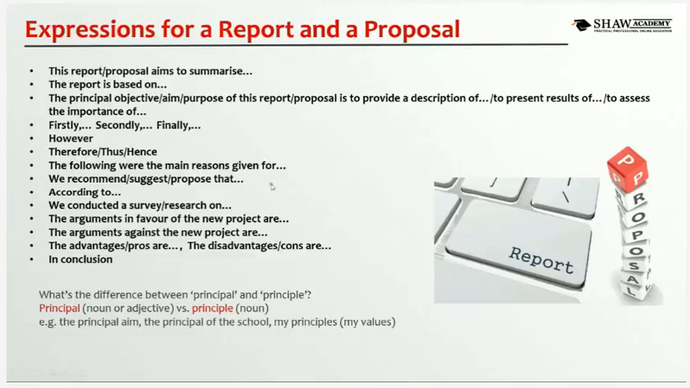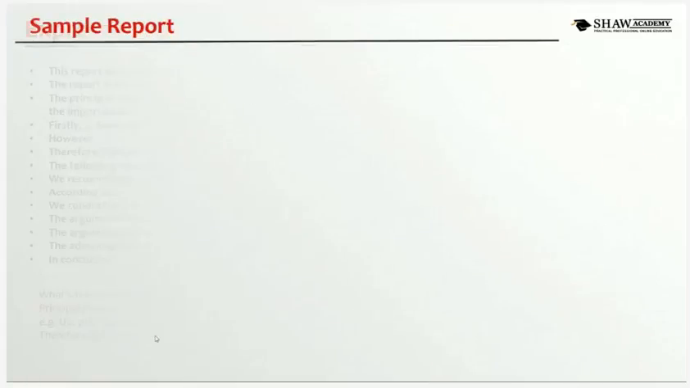So I have an example, or a few examples. So the principal aim, so that was like above, and it means the main aim. The principal of the school. So, of course, you know that example, but that's the correct spelling. And my principles, that's with L-E, and they are your values, okay? And don't forget, therefore, thus, or hence are also synonymous or the same as so.